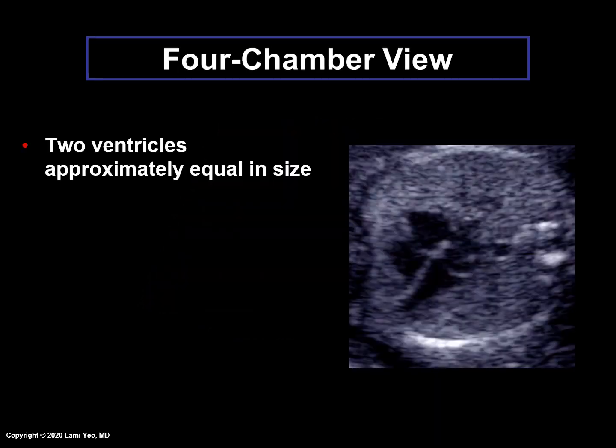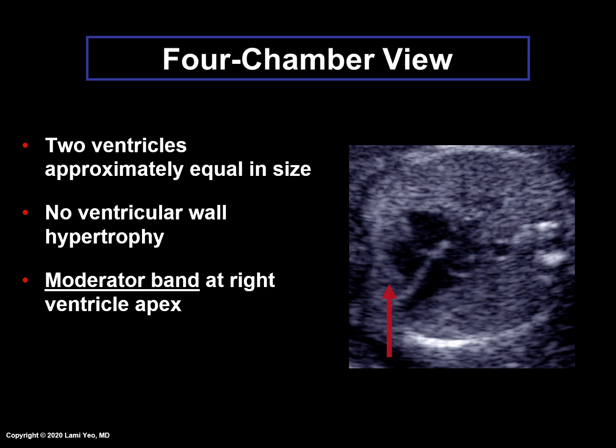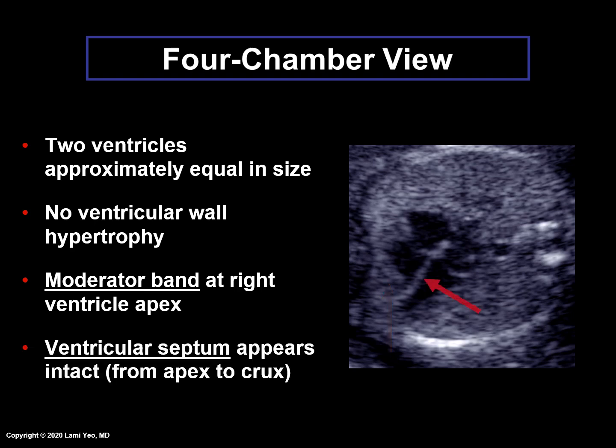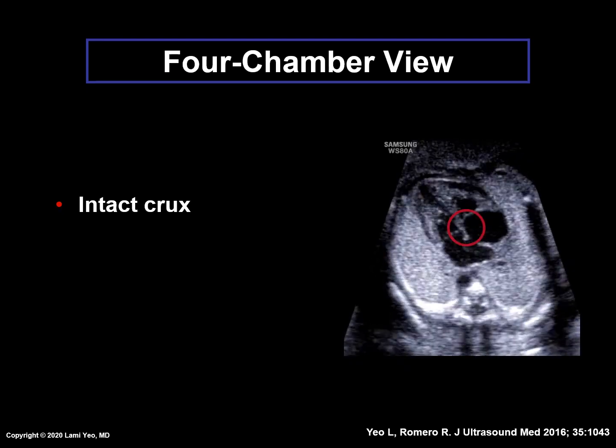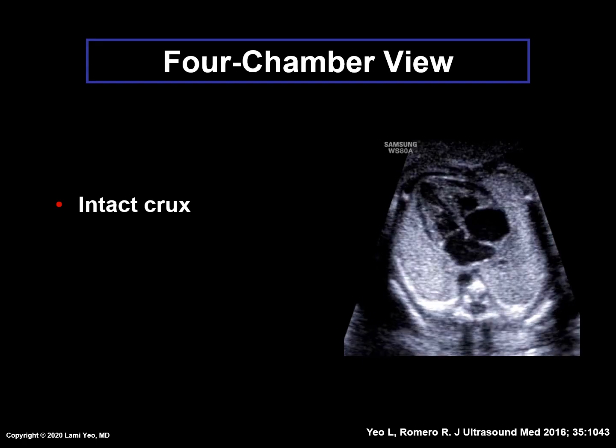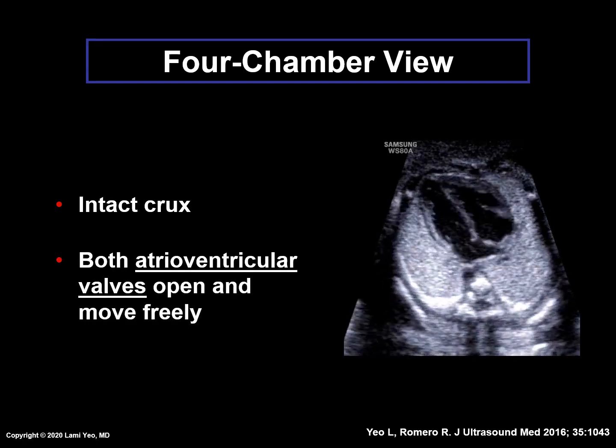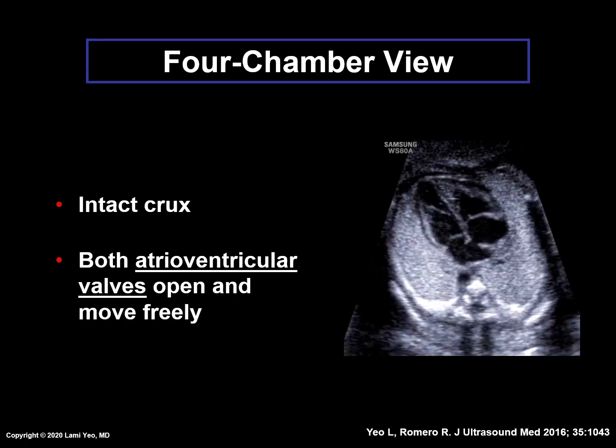The 2 ventricles should be approximately equal in size and without ventricular wall hypertrophy. One way to identify the right ventricle is the moderator band, which is a large muscle bundle at the right ventricle apex. The ventricular septum should appear intact from the apex to the crux. The crux should be intact. Both atrioventricular valves should open and move freely as seen in the video clip.